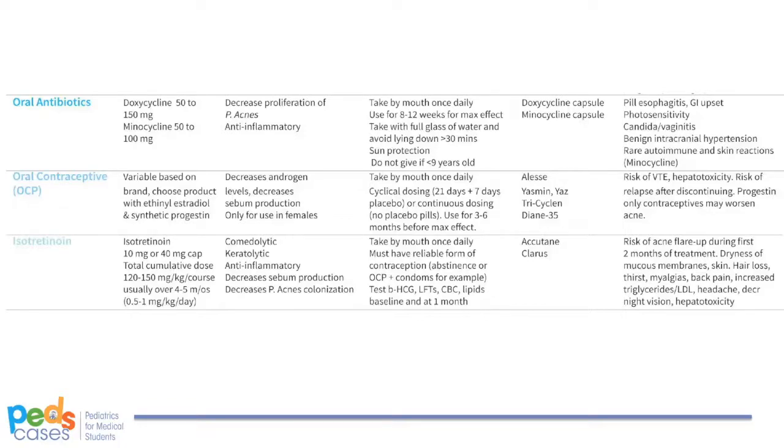Antibiotics work by decreasing the proliferation of P. acnes and decreasing the inflammation. First-line antibiotics are doxycycline at 100 mg daily, and minocycline at 50 to 100 mg daily. It is important to note that tetracycline antibiotics are contraindicated in children less than 9 years of age and in pregnancy due to the risk of irreversible dental staining.